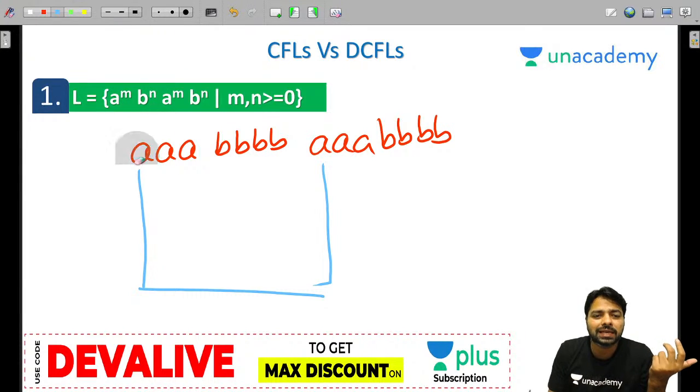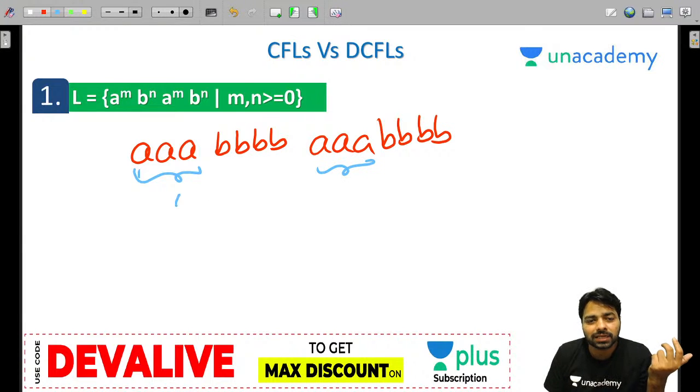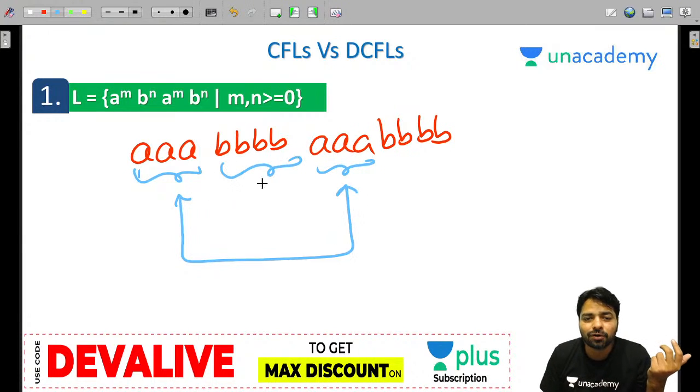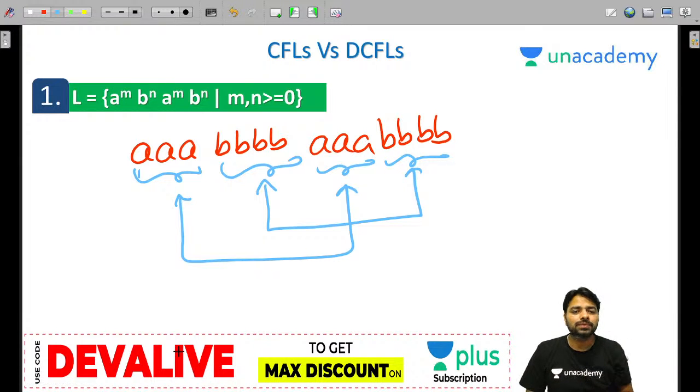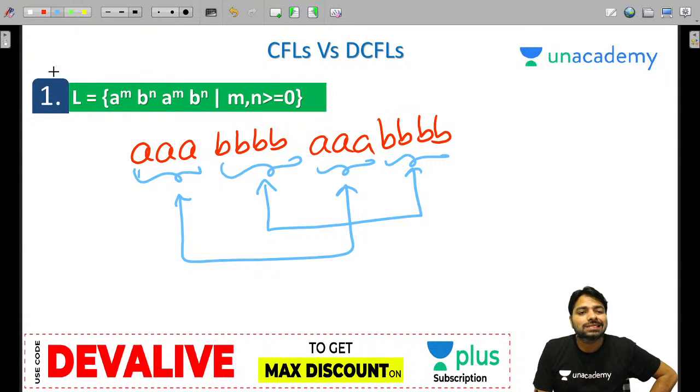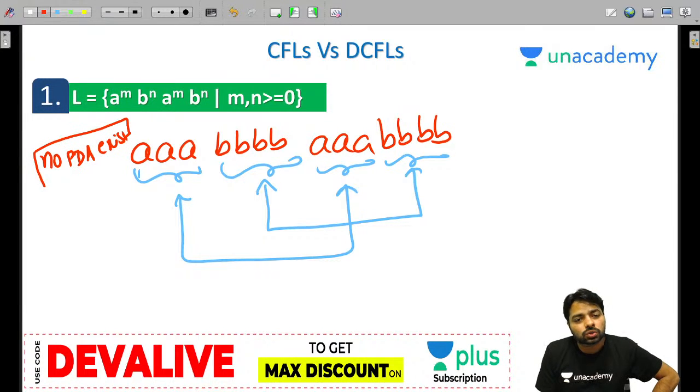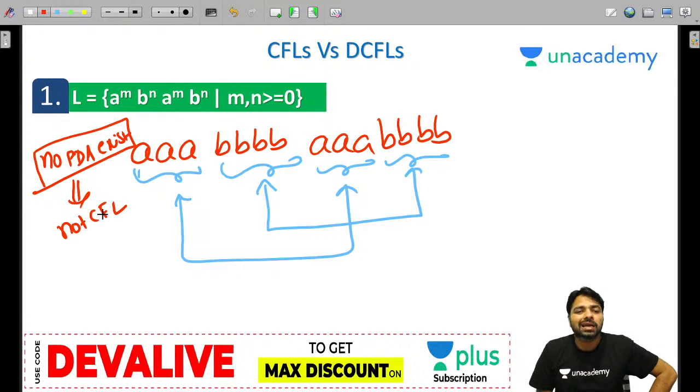Otherwise simply I can say this 3 A's you want to compare with this 3 A's somehow, and this 4 B's you have to compare with this 4 B's. Using stack, can you do this? Not possible. Using stack, it is not possible. You can say no PDA exists for this language, even non-deterministic PDA does not exist. So it is not CFL, guys. Answer it, not CFL.